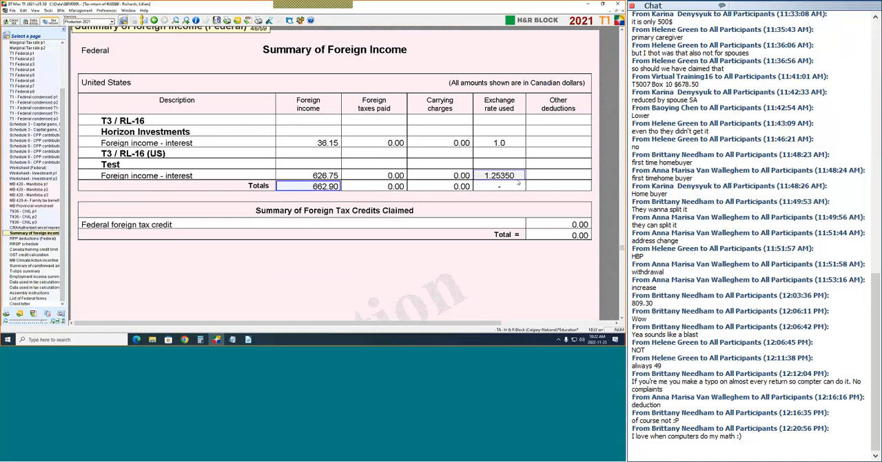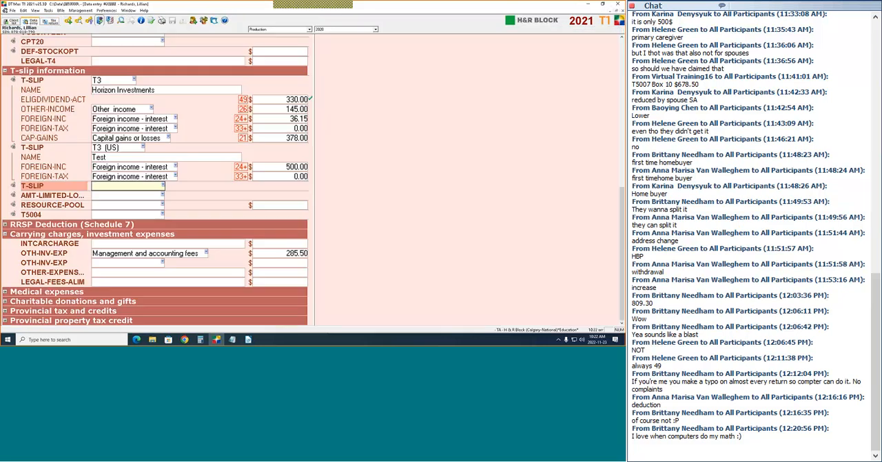I didn't do it. I put 500 in. It made it $626.75 without me doing anything else. So the time that you will use the T3 US is if you want to do a T3 US quickly, because you don't have to do anything else. Okay. They do happen. The trick is to notice that foreign currency box.